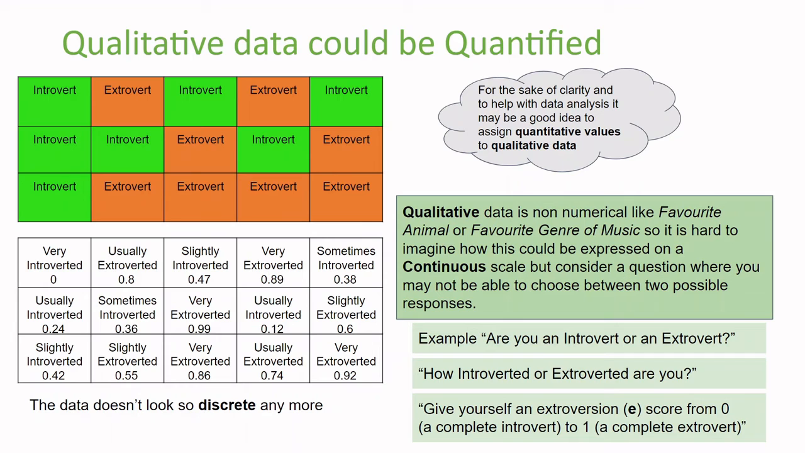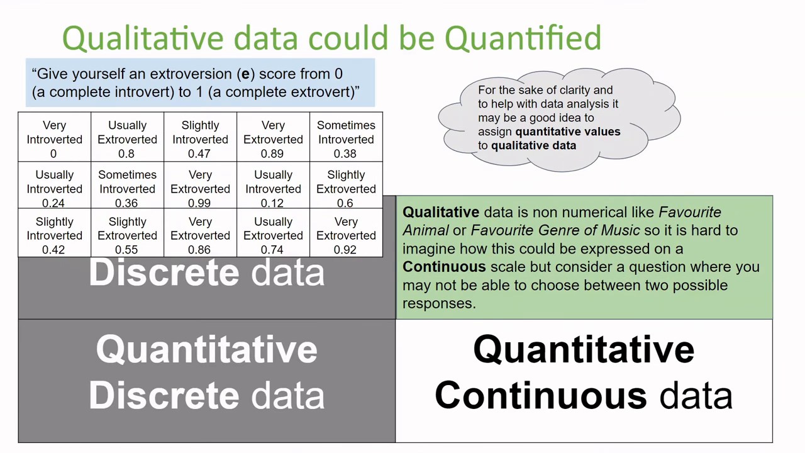My data is not only continuous now, but it's also quantitative. So when I talked about qualitative continuous, and I wasn't sure if it was possible, I did think of a qualitative continuous example because we said you may not be introverted or extroverted, but somewhere in between.